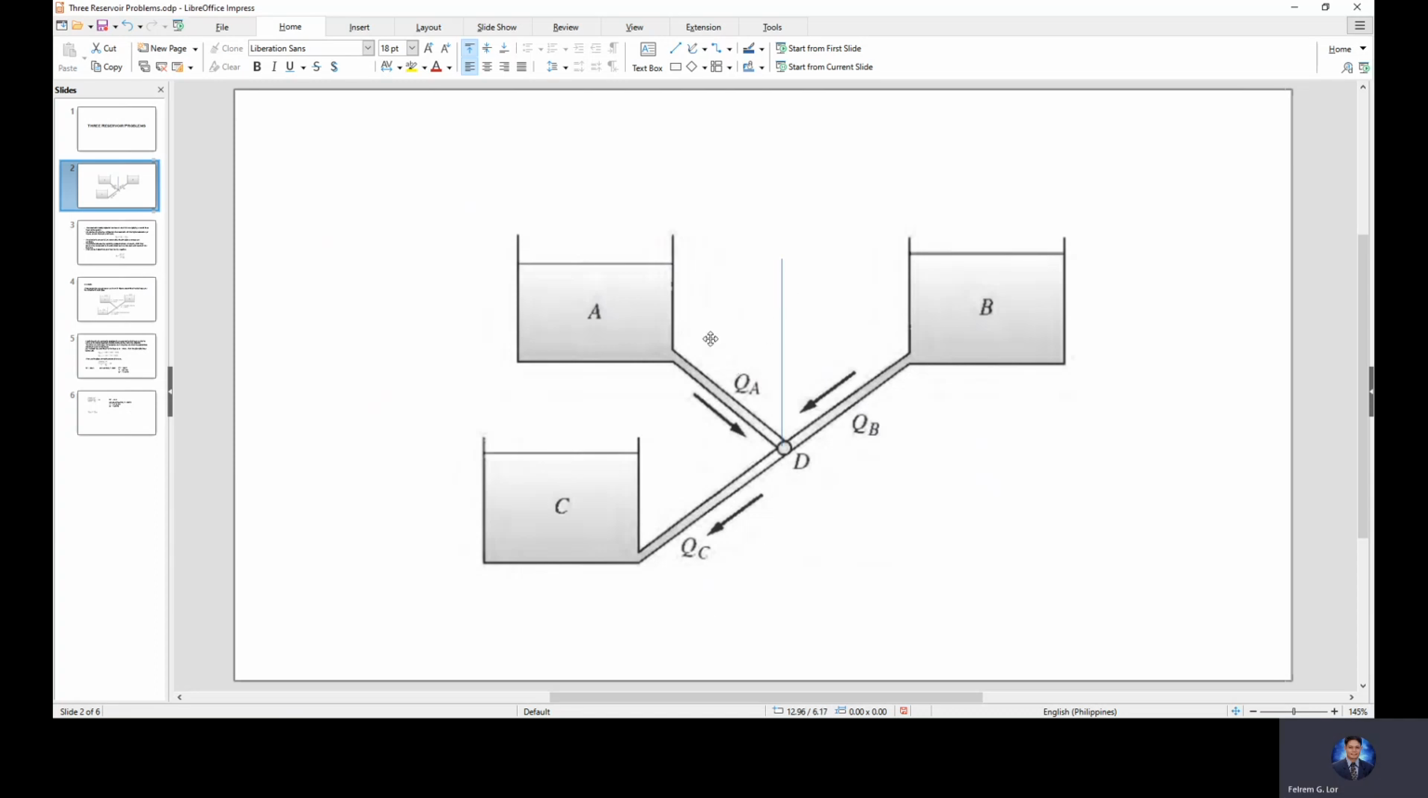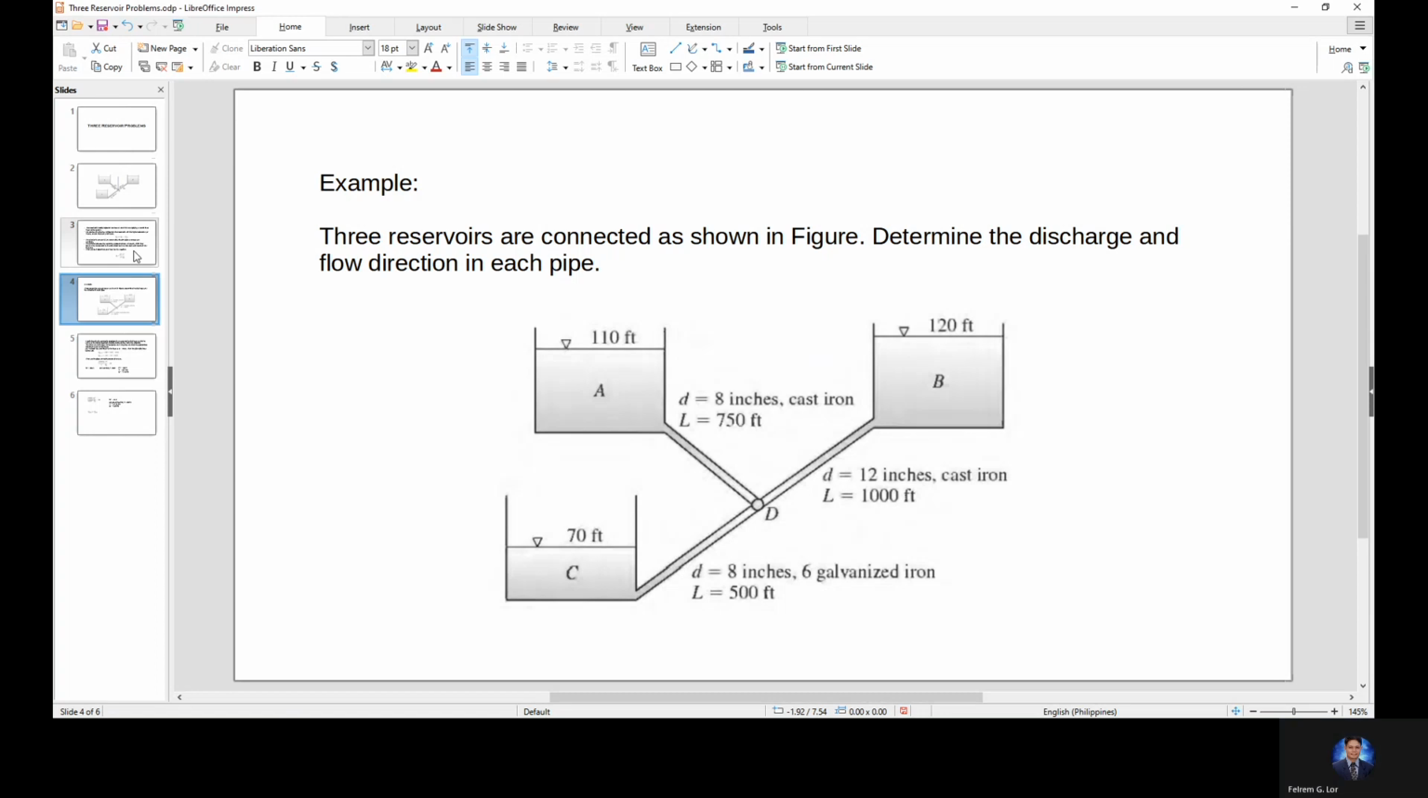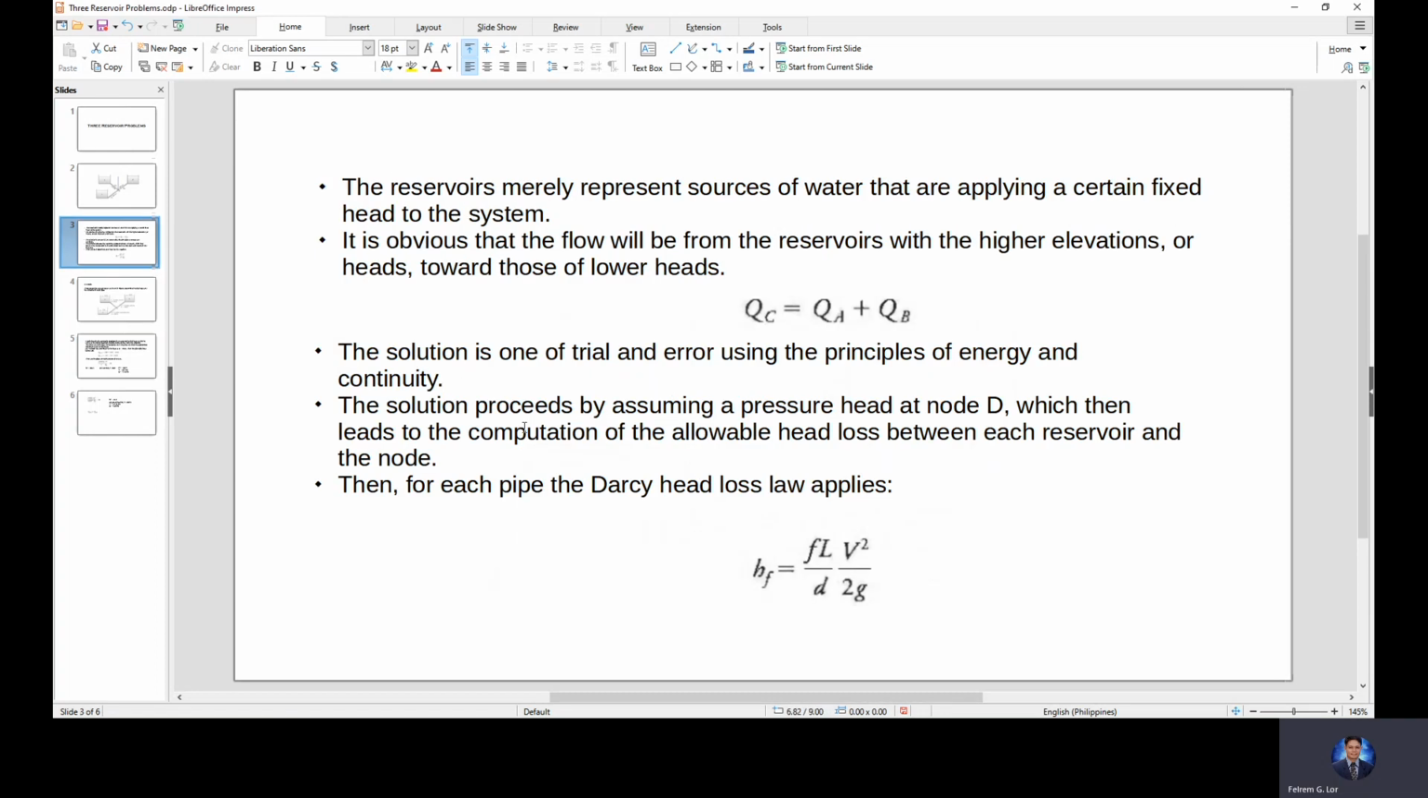First, we let the Q of the middle pipe, the pipe connecting to the middle reservoir, be 0. In that way, we can determine where the flow of liquid goes. Once we have determined that, we can establish the equation, then apply the solution using this equation, which we discussed last time.